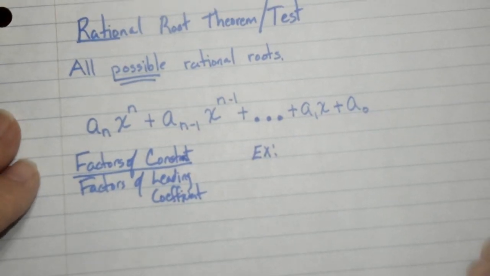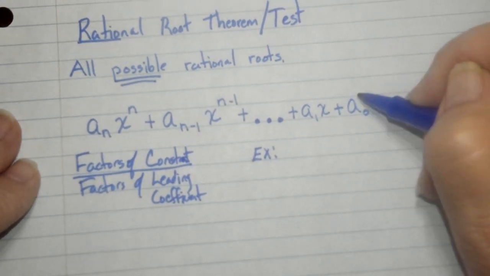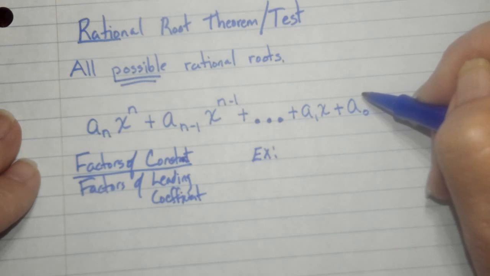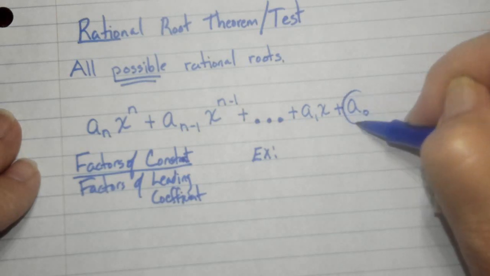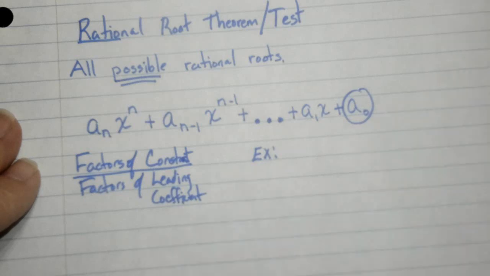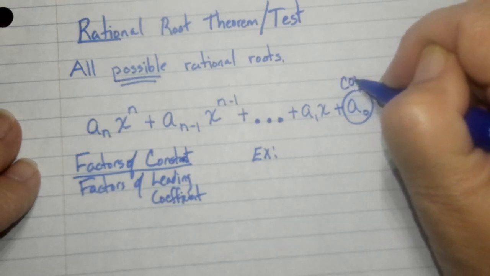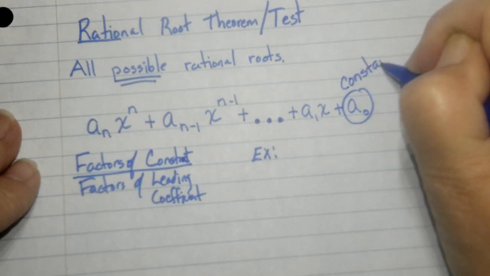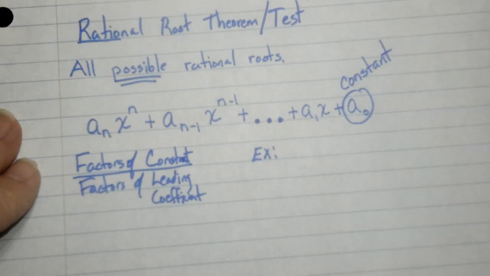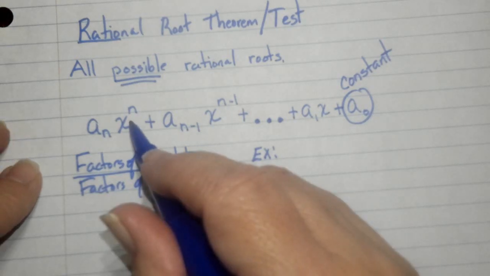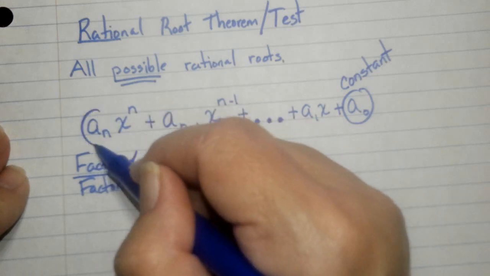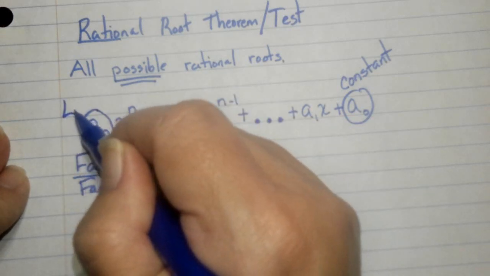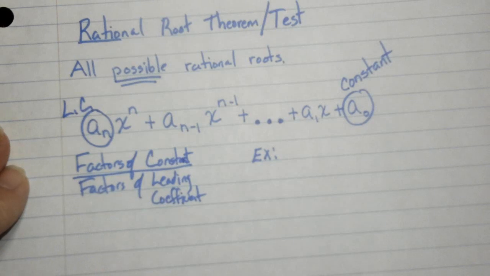Oh, well, let's go back up here and talk a minute. Do you know where the constant is? The number that has no x, the number that's just a number and is not being multiplied by any variable at all, that's your constant right there. Leading coefficient, we know, is the number multiplied by the highest exponent. So this right here, that's your LC, your leading coefficient.